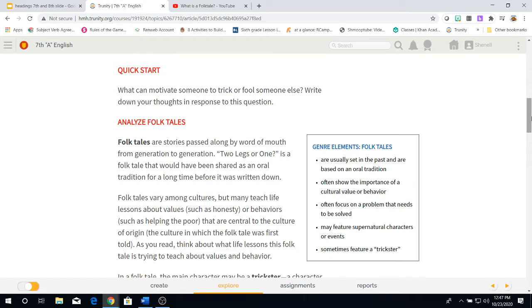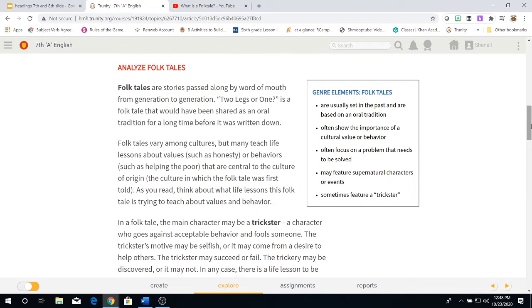For example, Halloween is coming up, so there's a possibility that some people might want to scare others. Why would they do that? What motivates them to do something like that? Playing pranks on people or jokes on others, really think about that motivation. Now, once you're done with the quick start activity, we go to analyze folk tales.